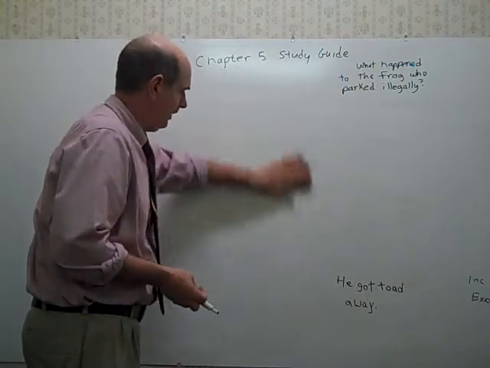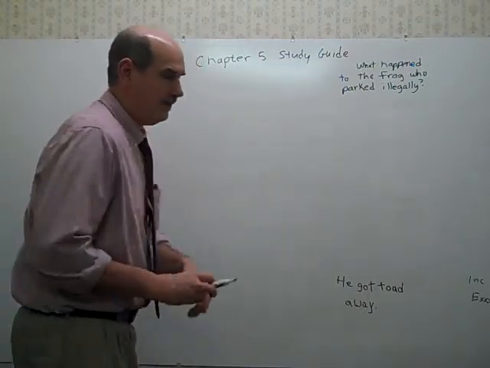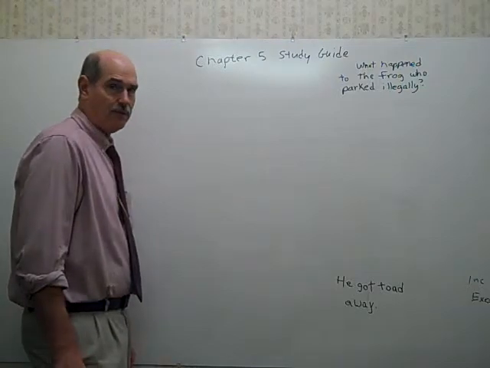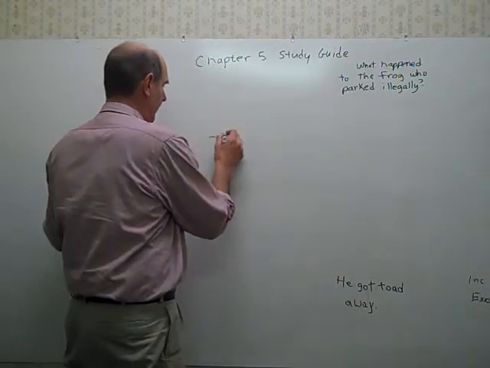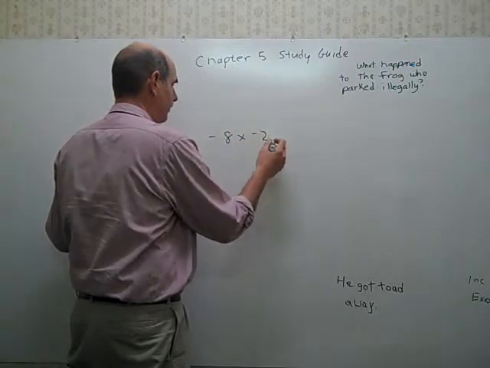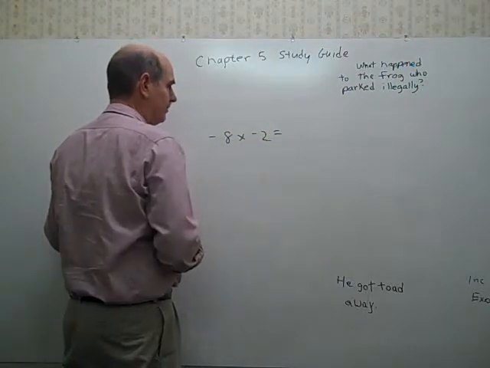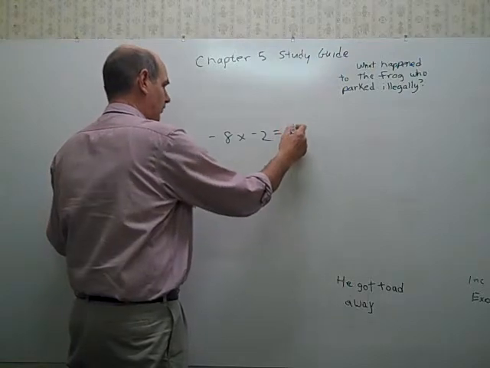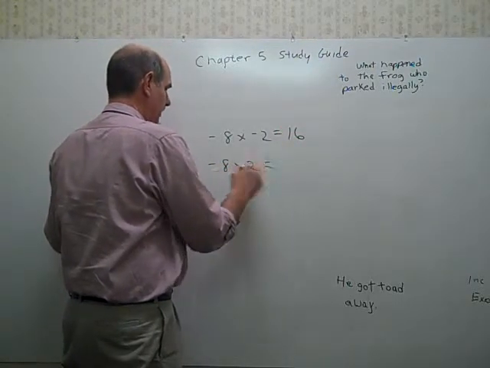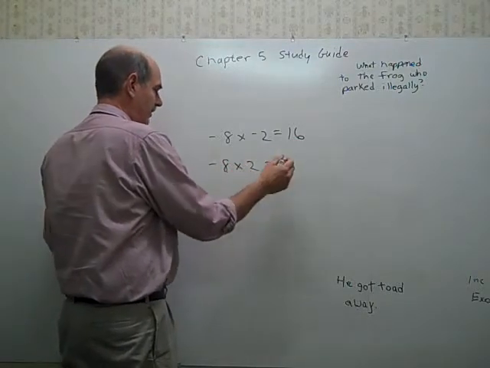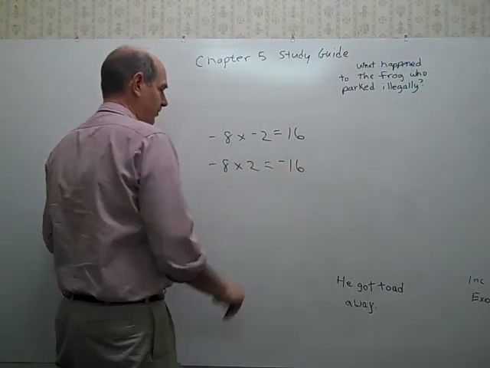Multiplication and division have the same pretty simple rule. If the signs are the same, the result is positive. If the signs are different, the result is negative. So if I have negative 8 times negative 2, the signs are the same. The answer would be positive 16. If it's negative 8 times positive 2, negative sign, positive sign, the signs are different, it's a negative answer.